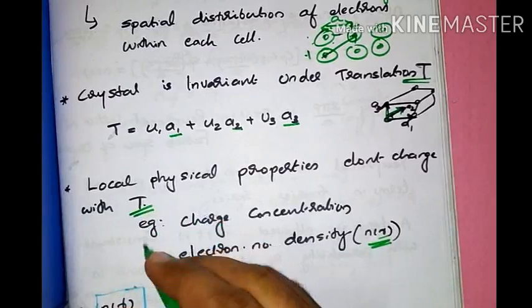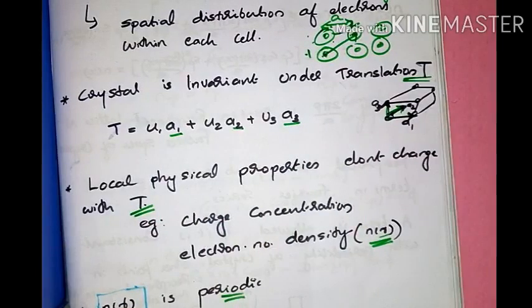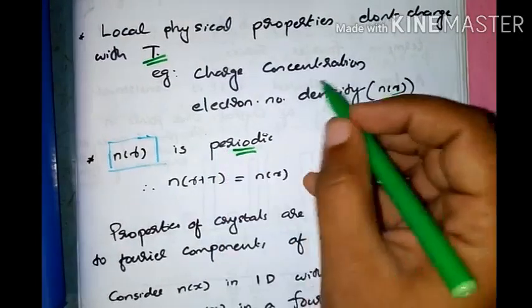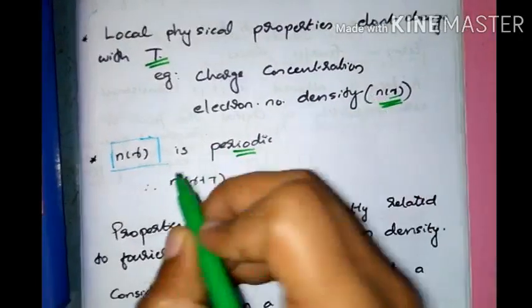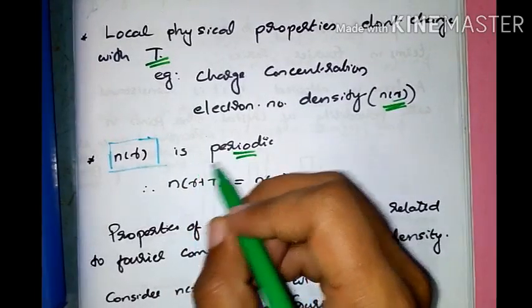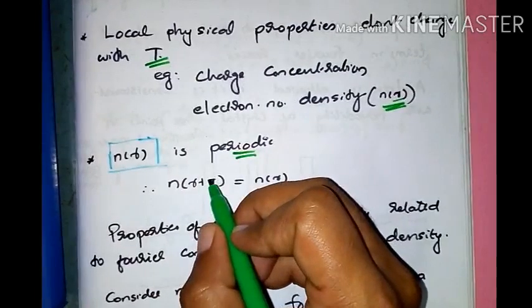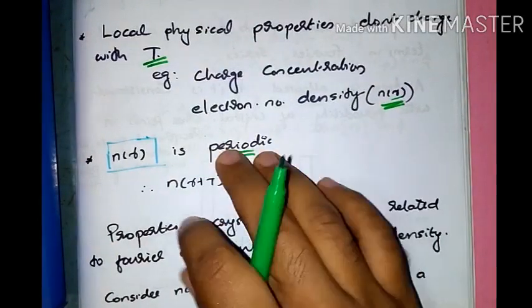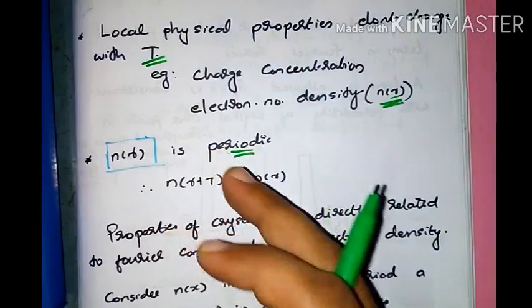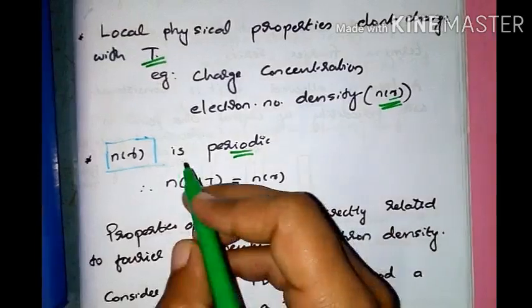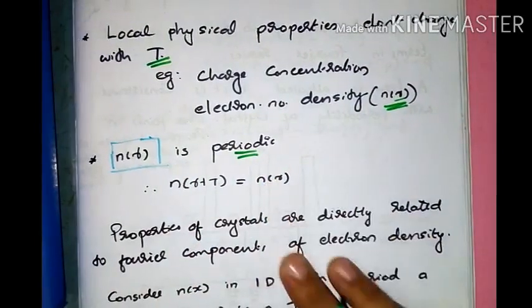So with the translation operator T, that property will not change. Using that property, we can write n of r plus T is equal to n of r, because it's a periodic property. So after doing a translation operator T, we will have the same conditions as we had before. Okay, so n of r plus T is equal to n of r.